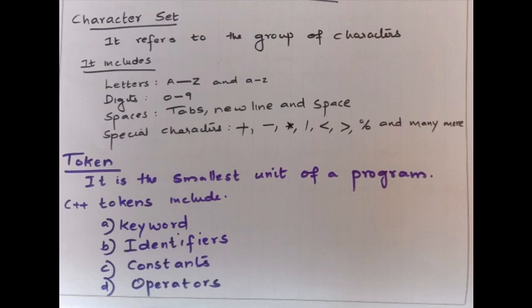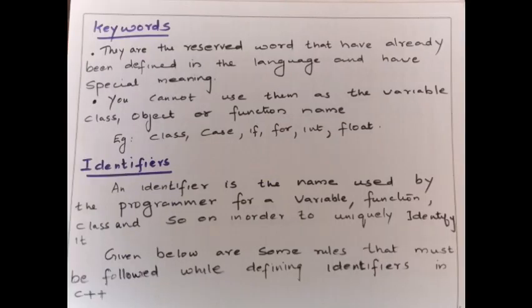Next element we are going to learn is token. Token, it is the smallest unit of a program. Okay, some of the tokens include keywords, identifiers, constants, and operators. Okay, children, first one we are going to learn is keywords.